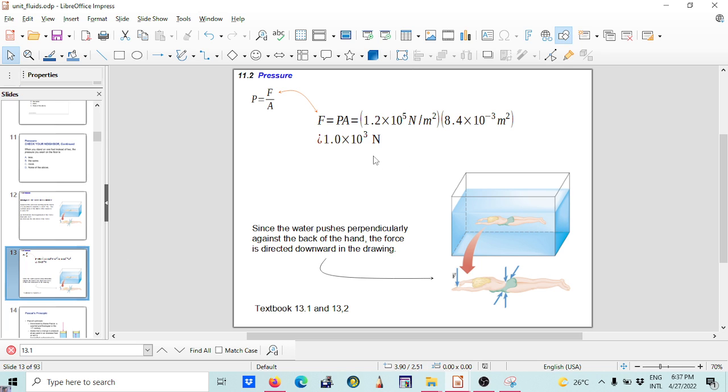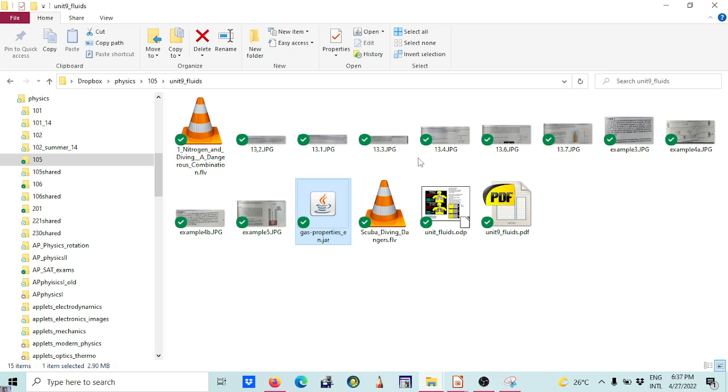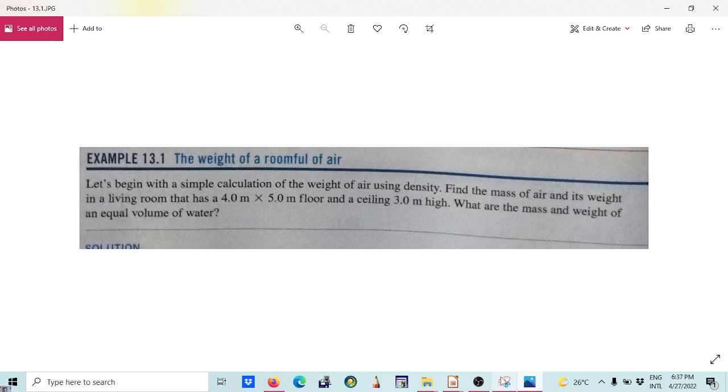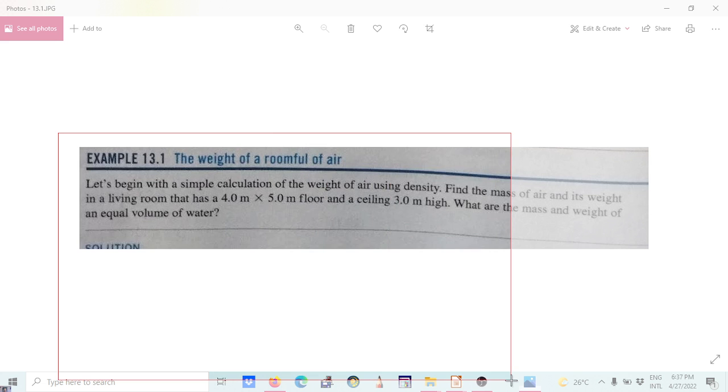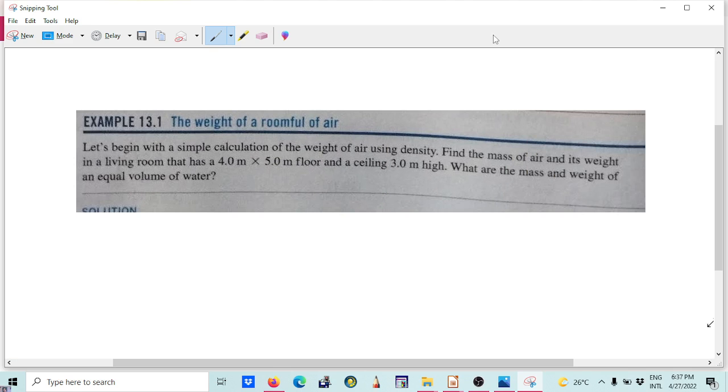Yeah, they just round. Okay, and then 13.1, so that's from your book. So 13.1. It's the book from the syllabus. Okay, it says with a simple calculation. So why don't you try to do it, right? So you can pause the video. It can be tricky, okay? So try to do it.